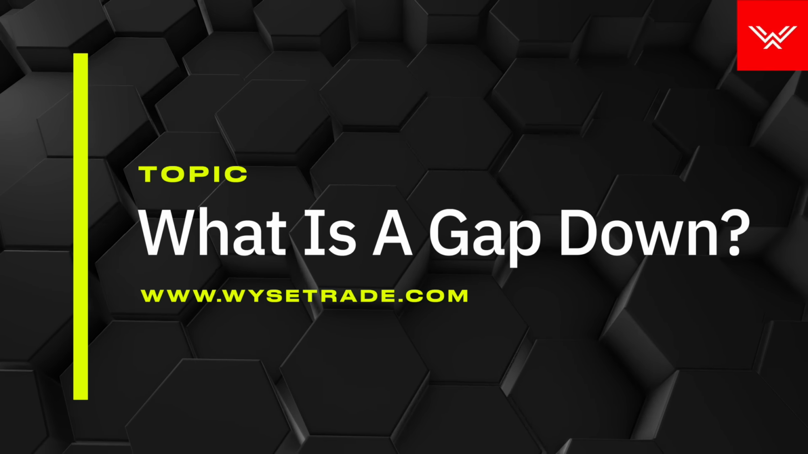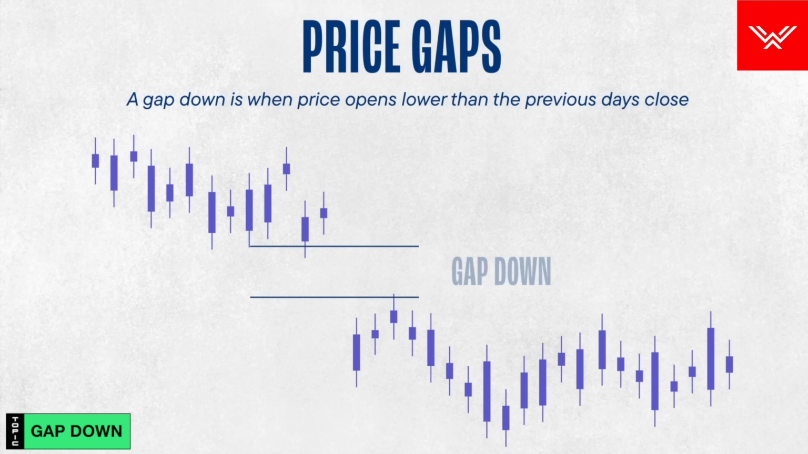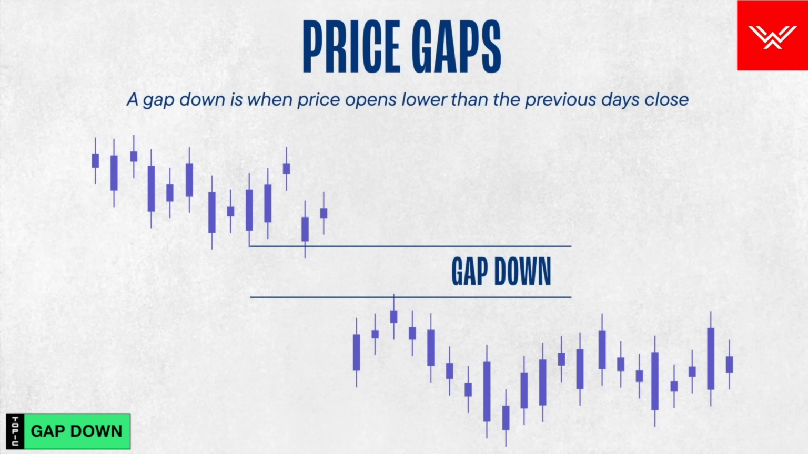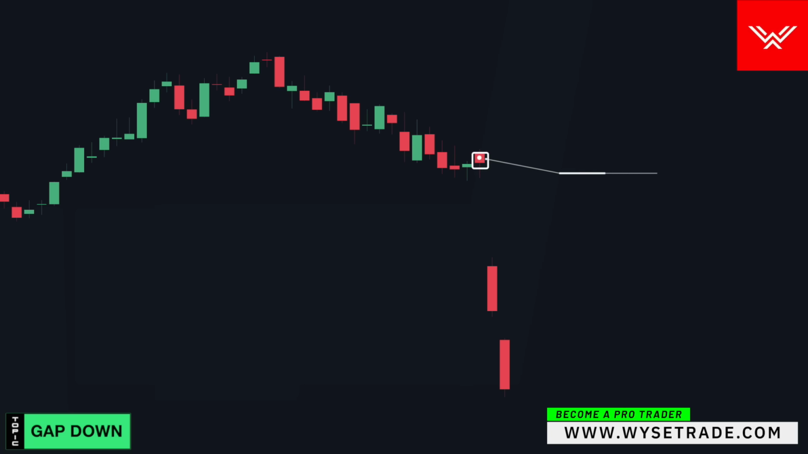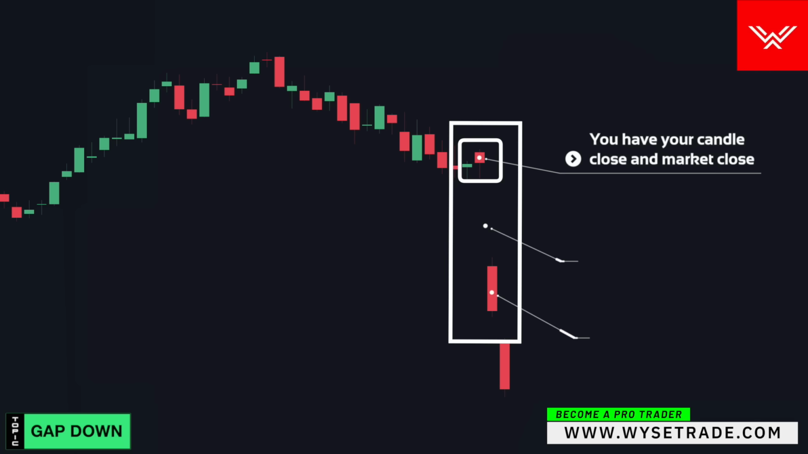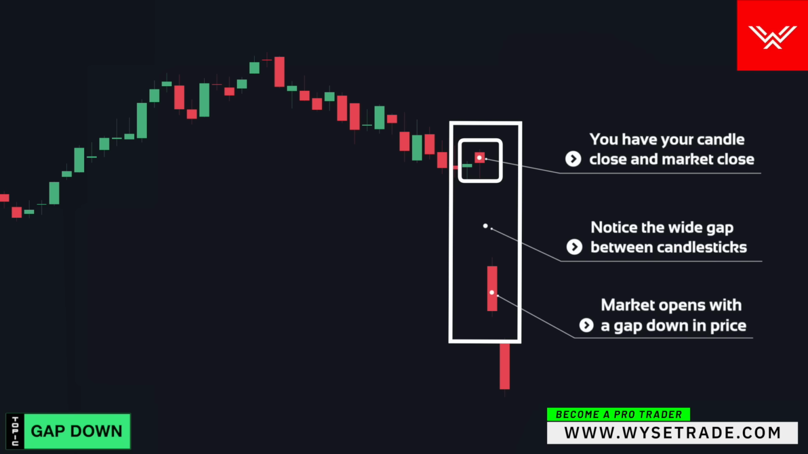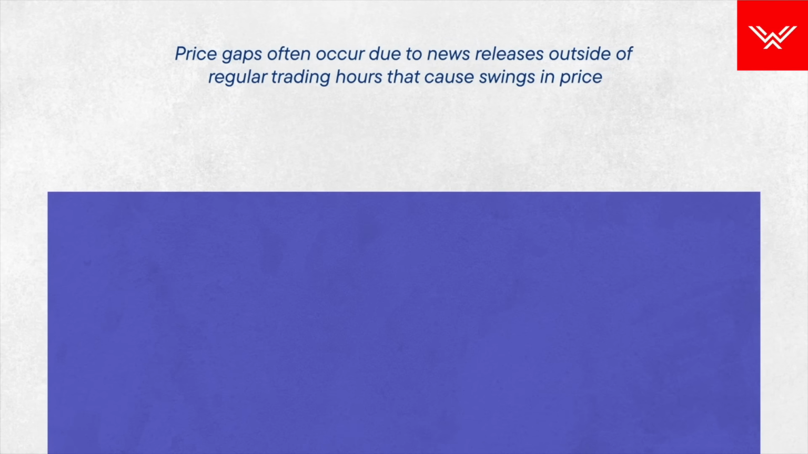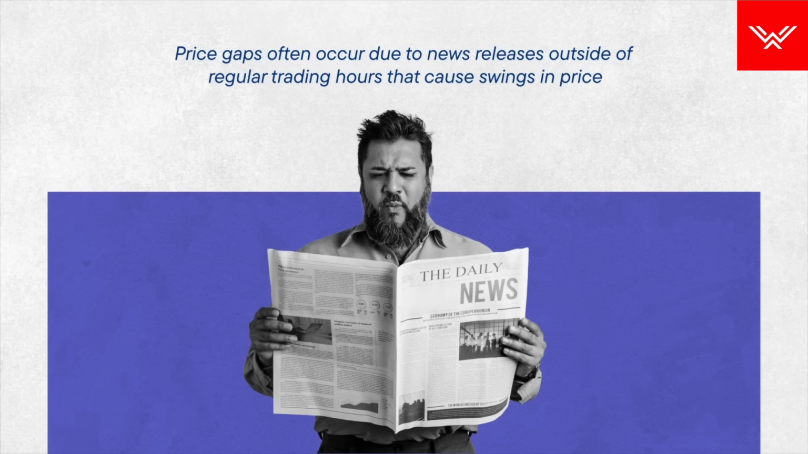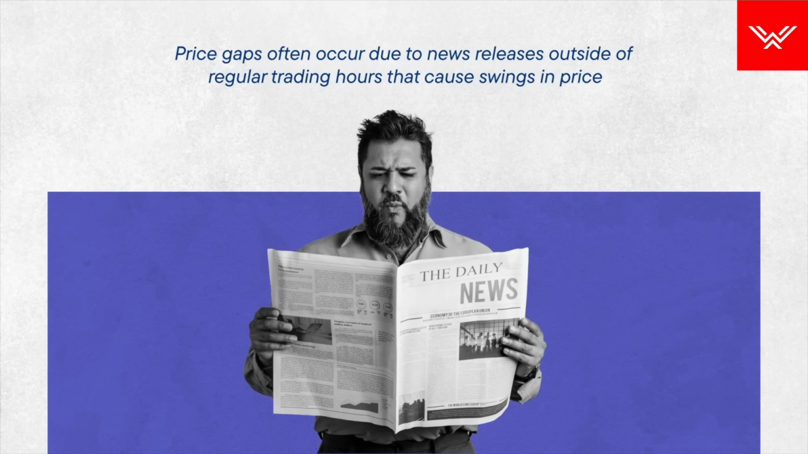What is a gap down? A gap down is when price opens lower than the previous day's close. You have your candle close and market close before a gap down occurs once the market opens. Price gaps often occur due to news releases outside of regular trading hours that cause swings in price.